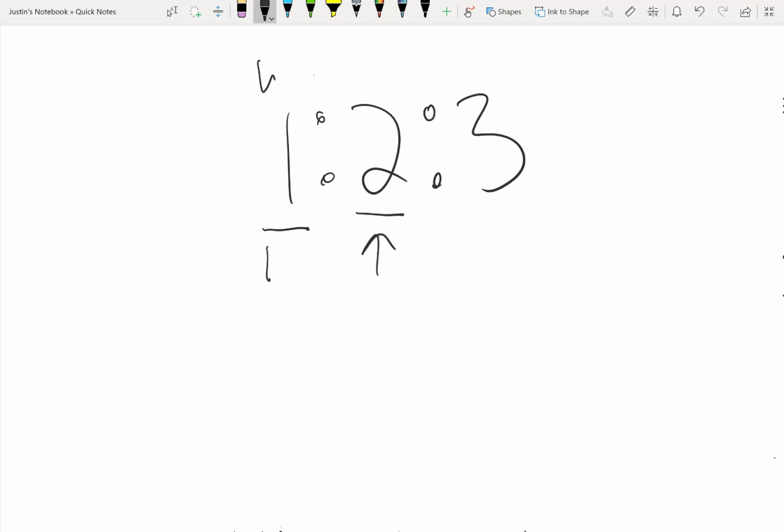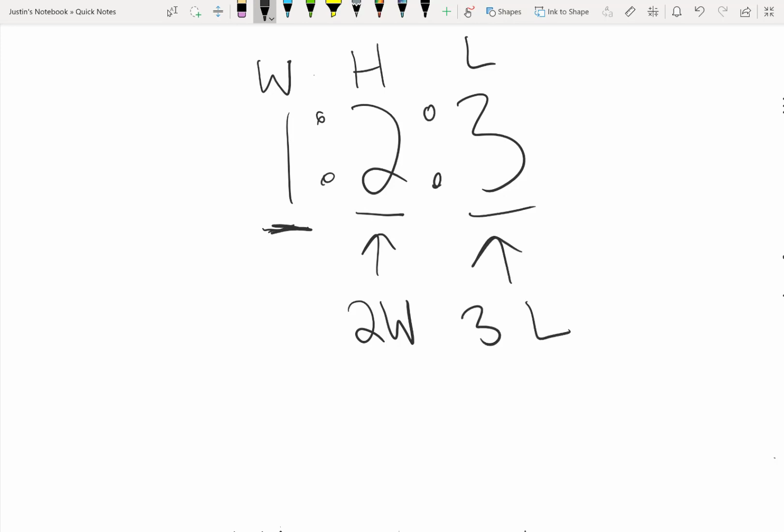So I'm going to put a W on top of this: width, height, and length. The height is 2 times the width. This was the width, let me erase that. So this is 2 times the width that we started with. This is the length, which is 3 times, I didn't mean to put L, I meant to put W, 3 times the width. And this is the width.